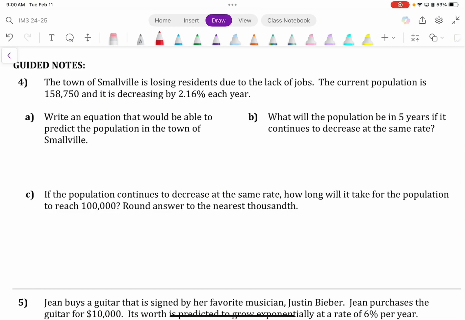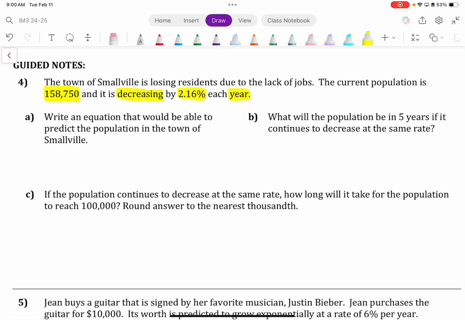Okay, so let's look at the following. It says the town of Smallville is losing residents due to lack of jobs. The current population is 158,750, and it is decreasing by 2.16% each year. All right. So I highlighted, obviously you might not have a highlighter, so underline it.